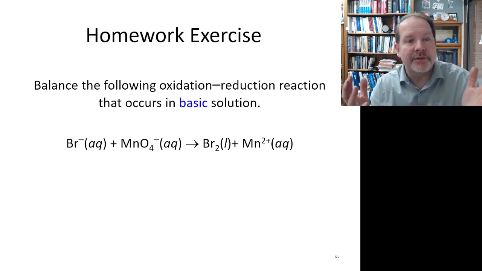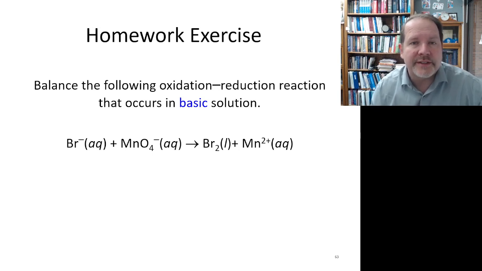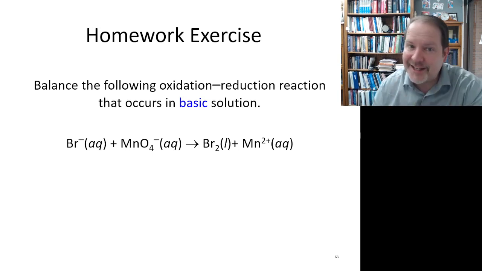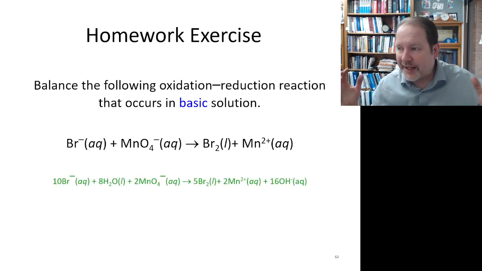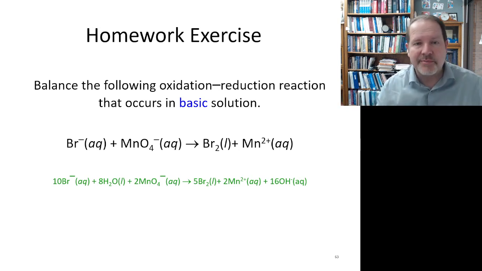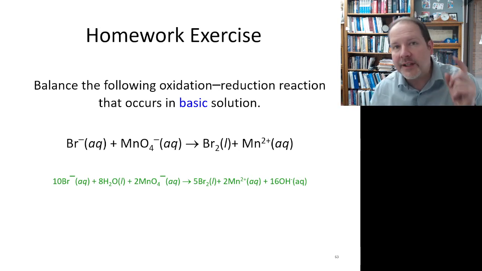Here's an example. We've got two reactants going to two products. Here's the answer. It's not as simple as you think. Whoa, now I've got like 3 reactants and 3 products. Where did all of this come from? It comes from the steps.